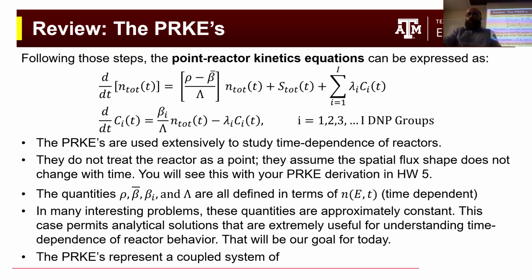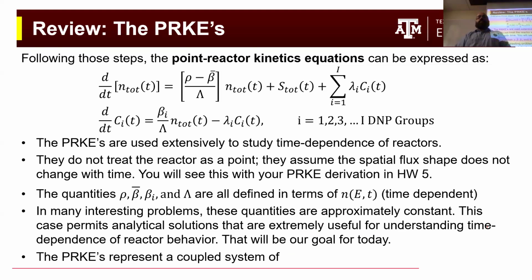Each of these quantities that we introduced technically depends on the energy dependent neutron density. But in a lot of cases, we can basically treat them as constants, and then we can do analytical calculations involving the point kinetics equations. So that's going to be our goal for today: to understand what we can do with these equations and what they can tell us about the time dependence of our neutron population.